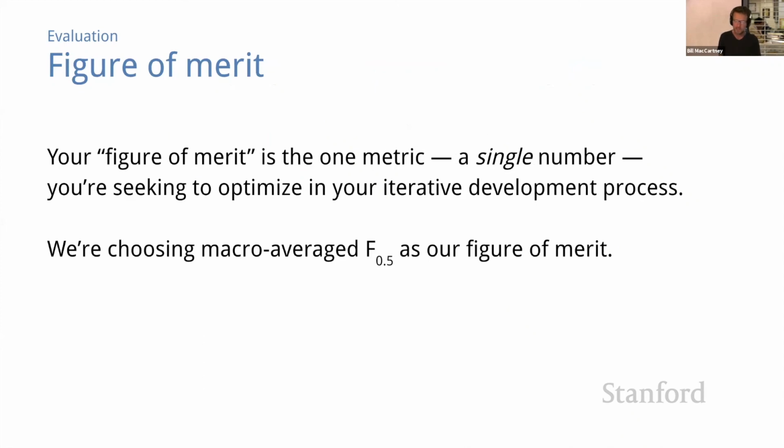So if you put it all together, the bottom line is that with every evaluation, we're going to report lots of metrics, but there's one metric that we're going to focus on. And this will be our figure of merit. It's the one number that we're going to be hill climbing on. And we're choosing as our figure of merit the macro averaged F0.5 score.